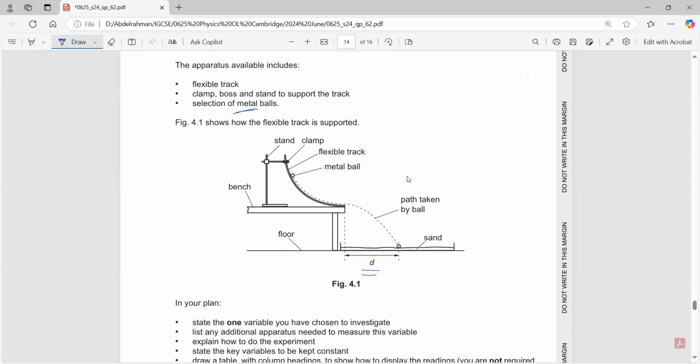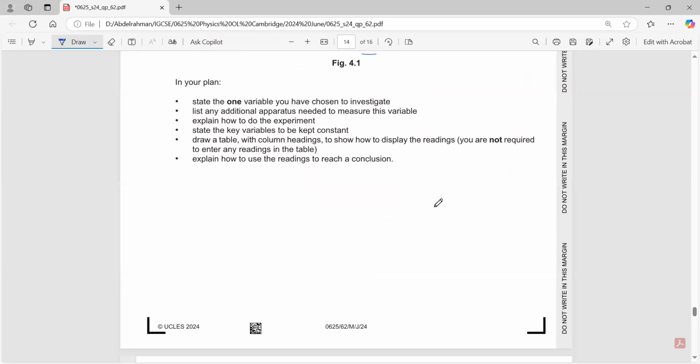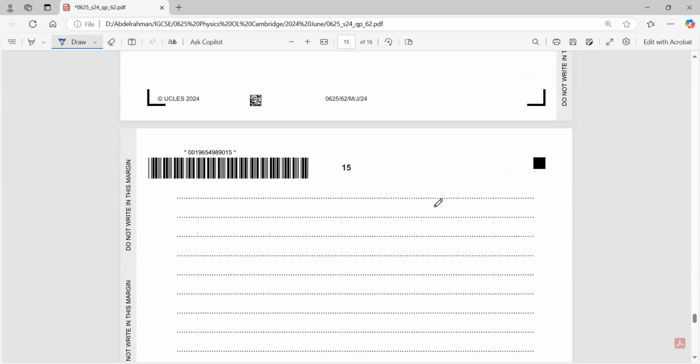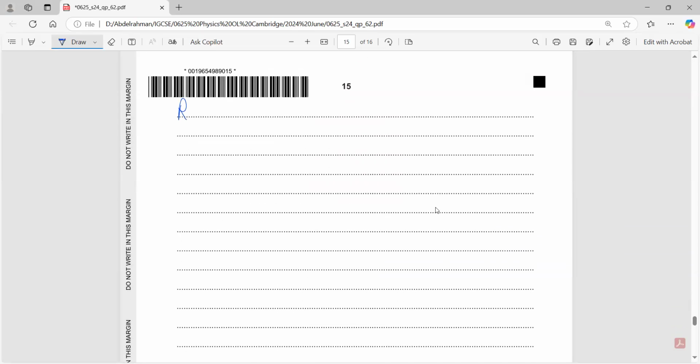So, for example, I'd like to change the mass of the ball. Can I change the mass of the ball? Yes, I can. This is the variable that I will be changing. You have to write down the range of values of the independent variable. What is the independent variable? It is the mass of the ball.